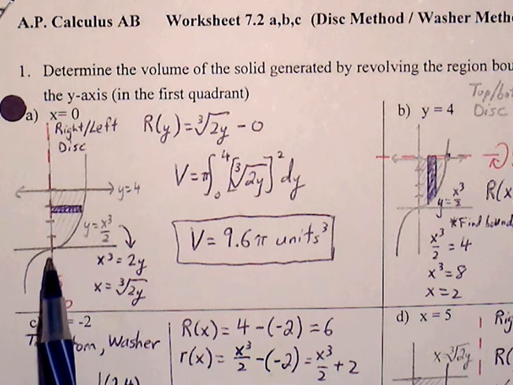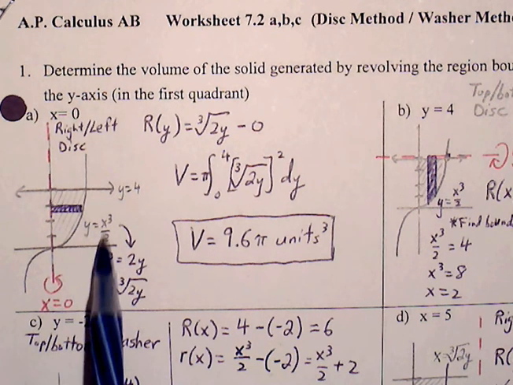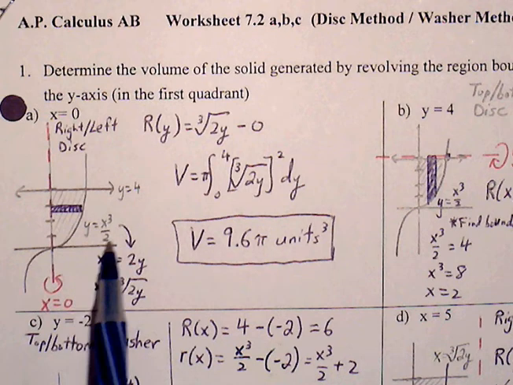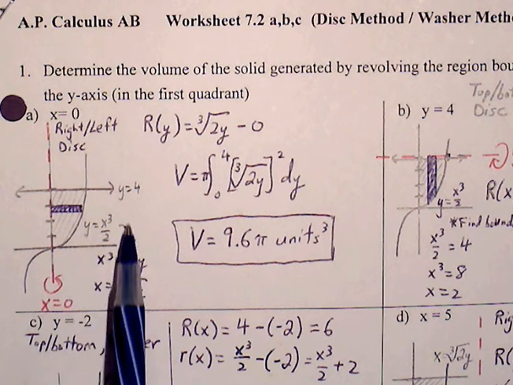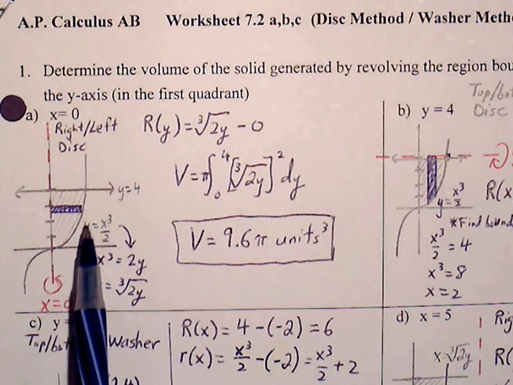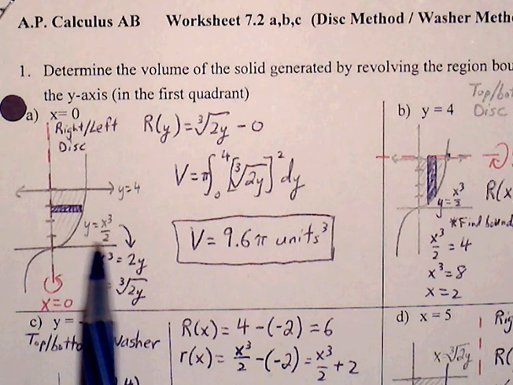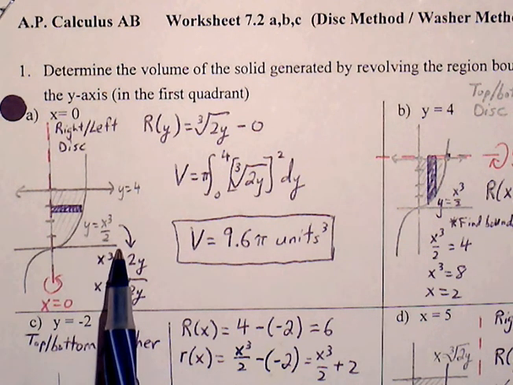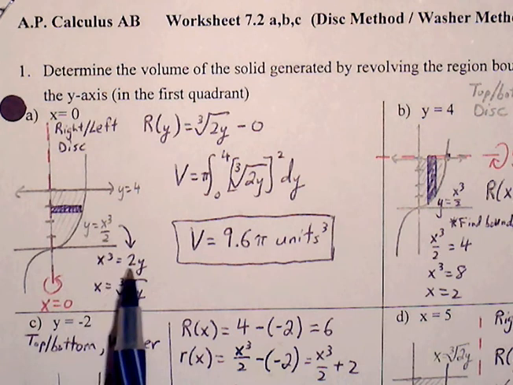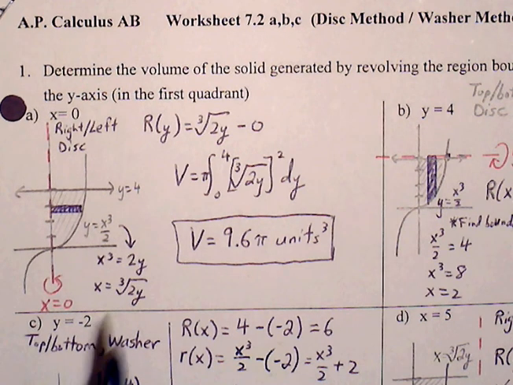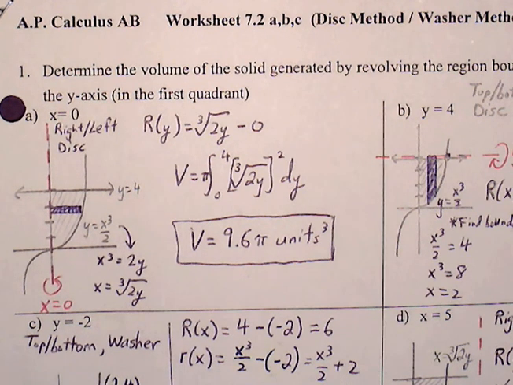The right endpoint is on the curve y is equal to x cubed over 2. But we have to make an adjustment because if we want to use the right endpoint, we have to get this in terms of x equals. So we can cross multiply. x cubed is equal to 2y. So x is simply equal to the cube root of 2y.